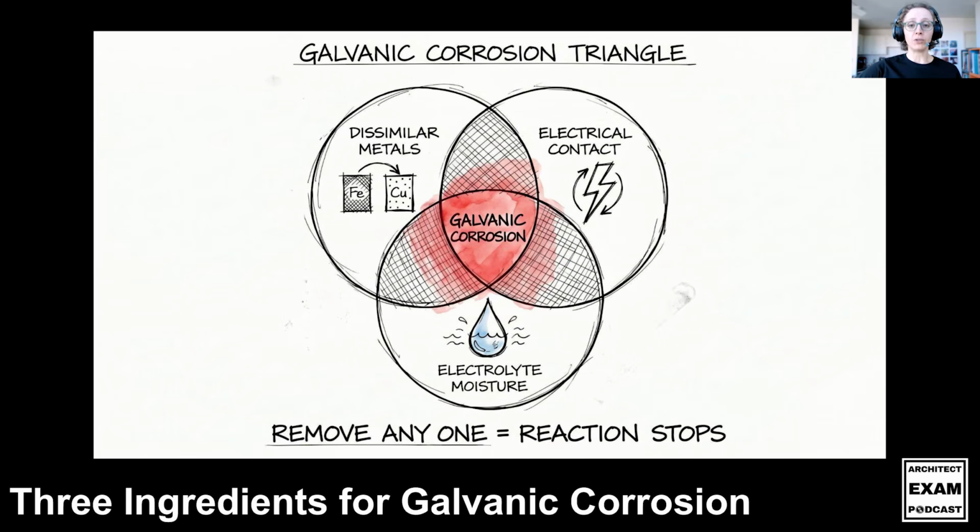Here's what's powerful about this. Remove any one of these three and you stop the reaction. That's it. That's the entire basis for every prevention strategy we'll talk about later. If you can break one leg of this triangle, you win.